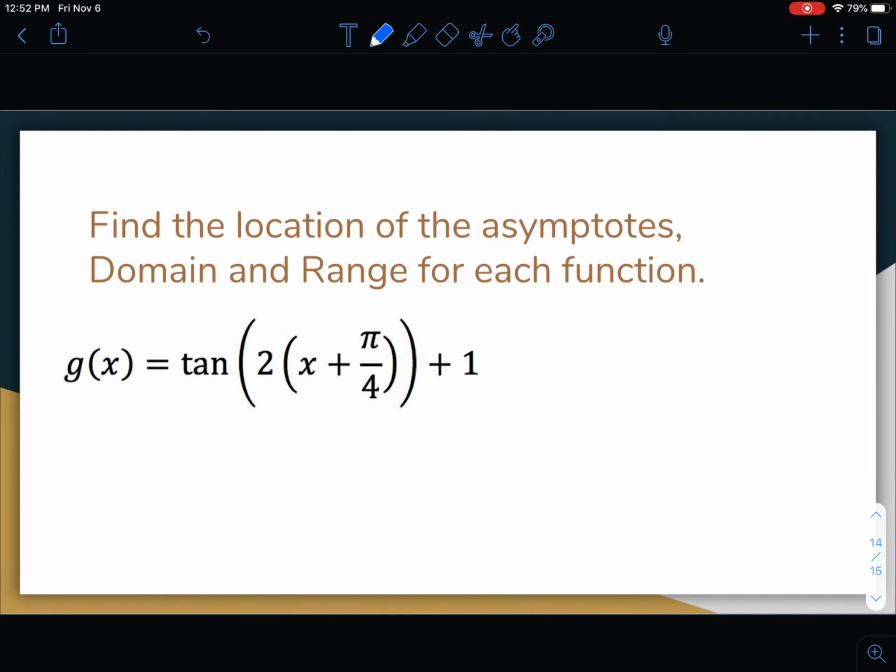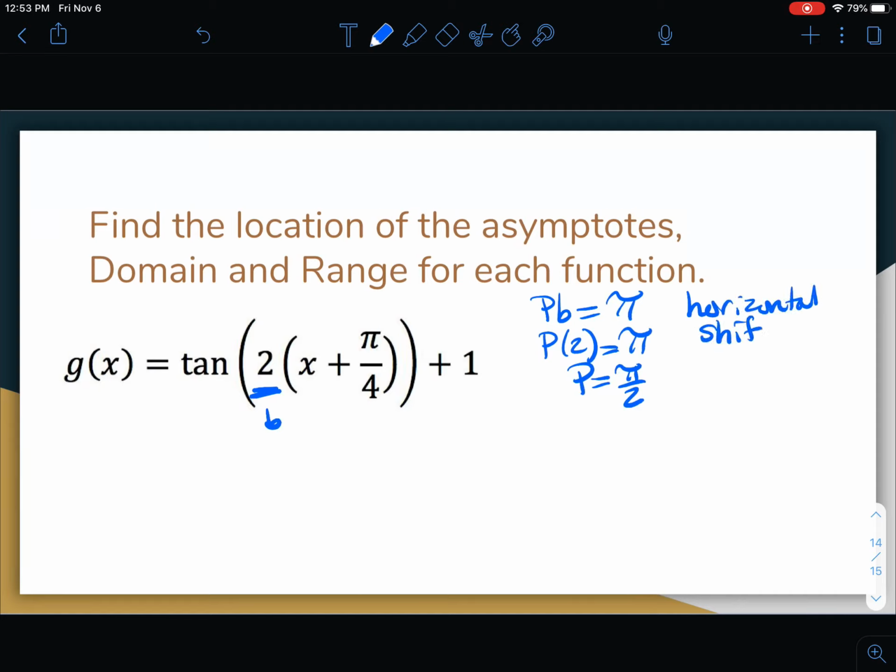All right, we're going to do just one more of these. So again, we're going to do where are the asymptotes located and the domain and the range. So let's first find the period. So the b value, this is our b value, is 2. So the period is just 1/2 pi instead of pi, just 1/2 pi. And then we have a horizontal shift left pi over 4.